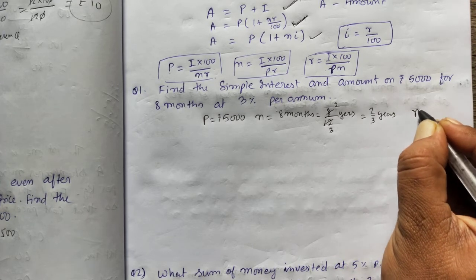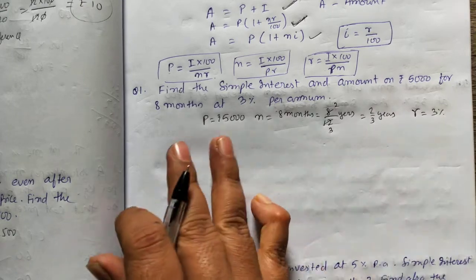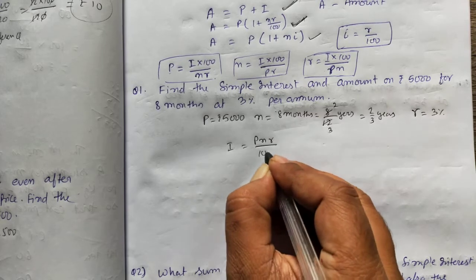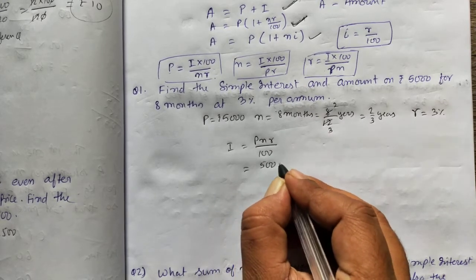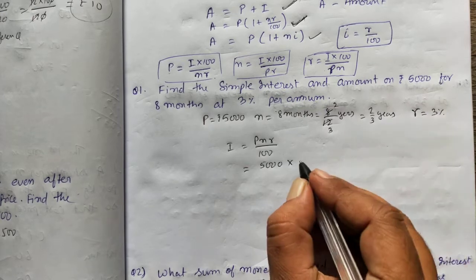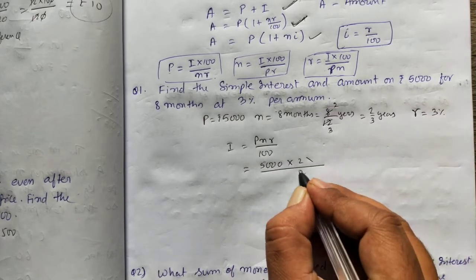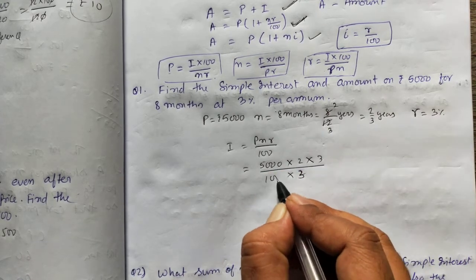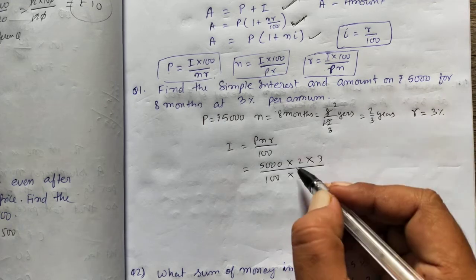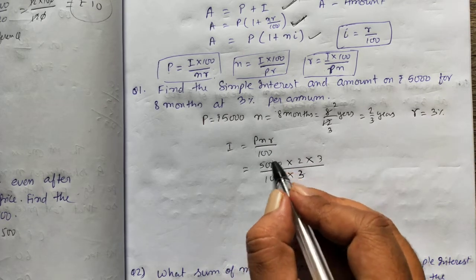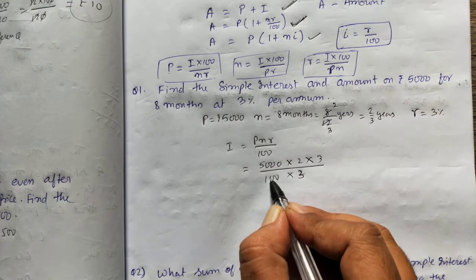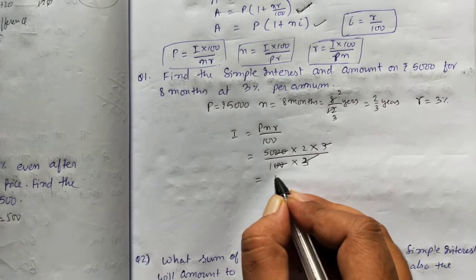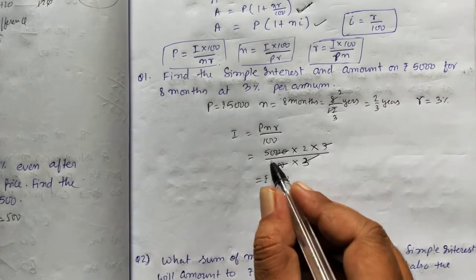And the interest rate is given as 3%. So whatever is given is written. Now find interest. PNR by 100 is the formula. Put the value: 5,000 into N is 2 by 3, into R is 3, by 100. Since it's given 2 by 3, 3 will come in the denominator, and 100 is already there in the formula. Cancel 0, 0. 3, 3 can cancel. So interest you are getting as rupees 100.